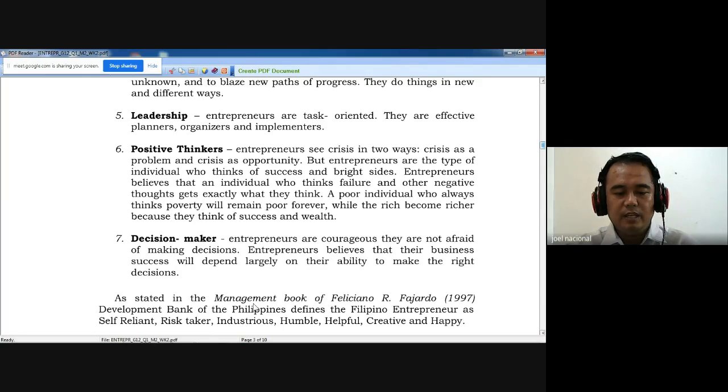As stated in the management book of Feliciano R. Fajardo, 1997, the Development Bank of the Philippines defines the Filipino entrepreneur as self-reliant, risk-taker, industrious, humble, helpful, creative, and happy.